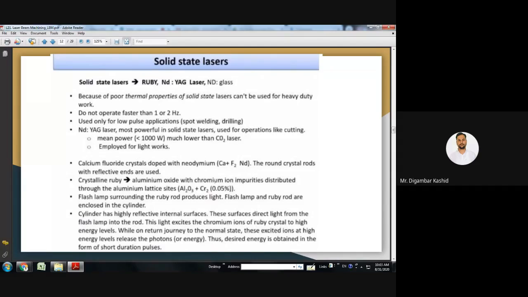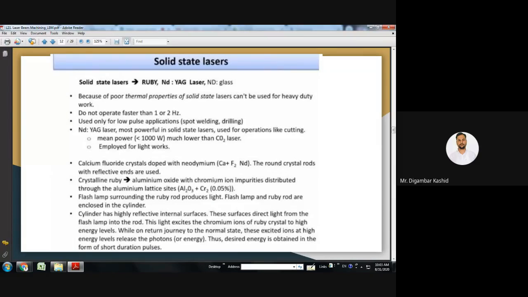But the energy density is very high. So this Nd:YAG laser is employed for light work only. Again, we have the calcium fluoride crystal doped with neodymium material. You can see CaF2:Nd, that means calcium fluoride crystal doped with neodymium.